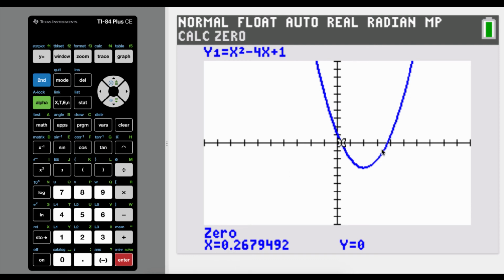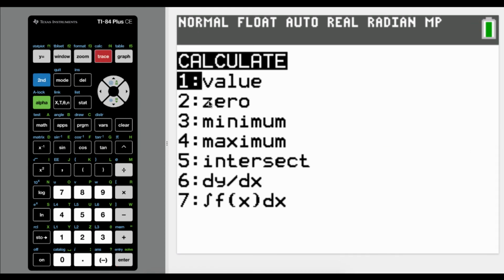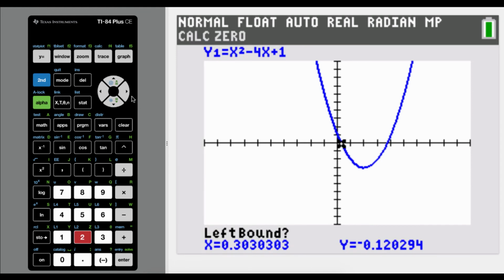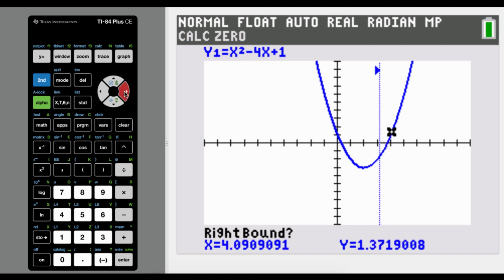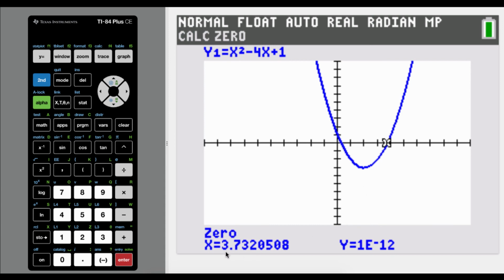Then if we look at finding our other x-intercept, I'm going to hit second trace again, and I'm going to use option number 2 again, finding another 0. So now we need to go over by the other x-intercept. And again, it asks me for a left bound point, so I want to make sure that I'm on the left-hand side of that x-intercept. Hit enter. Then it asks me for a right bound point, so I arrow to the right past the x-intercept. Hit enter. Again, we can take a guess, but we don't need to. We can just hit enter one more time. So this x-intercept is happening at about 3.73.